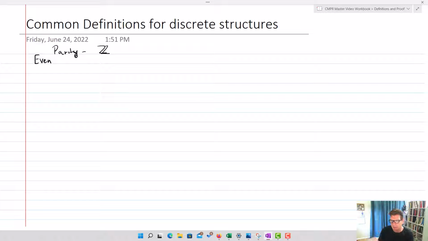So if I have an even number, we're going to say that x is even if x equals 2k for k belonging to the integers. So if I can find an integer k and multiply it by 2 and I get back x, then x is even. Let me give you just a couple of examples of that so you can see exactly what that looks like. The number 4 is equal to 2 times 2. 2 belongs to the integers, so 4 is even.